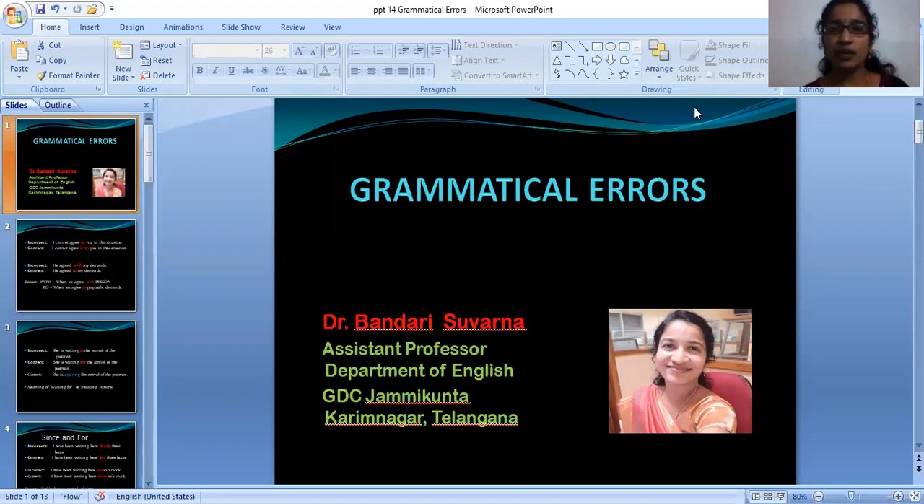Today's topic is grammatical errors. It's been quite some time we have been doing grammatical errors. So far we have done grammatical errors related to the usage of subject-verb agreement, then prepositions of time and prepositions of place. So today we will see grammatical errors by discussing a few more examples regarding the usage of prepositions. Let's start.